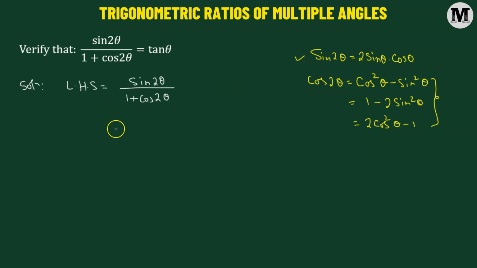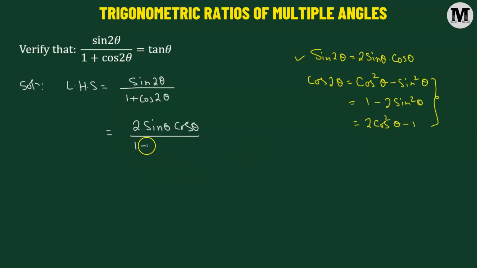So which one shall we choose? Let's start with the numerator. The numerator will be 2 sine theta times cosine theta. Now we are going to choose cosine 2 theta in such a way that the two terms in the denominator reduce to a single term. The only way to do that is to cancel out the 1.